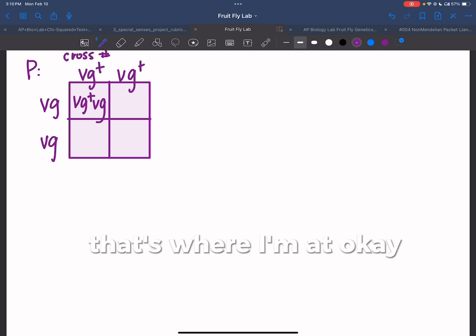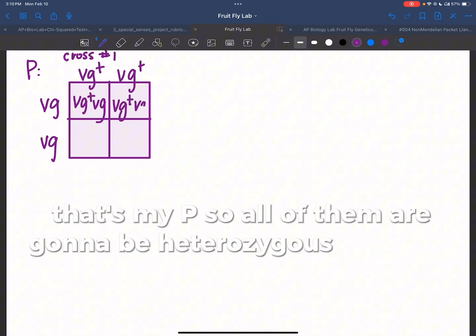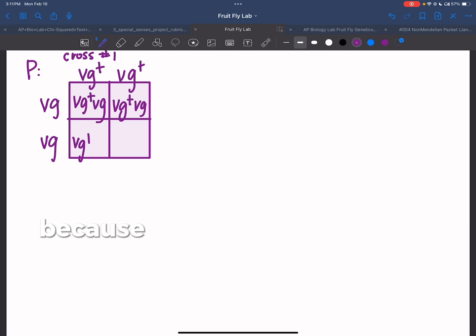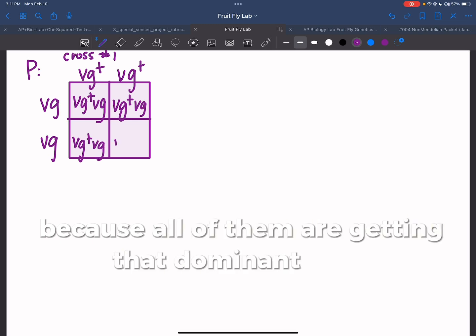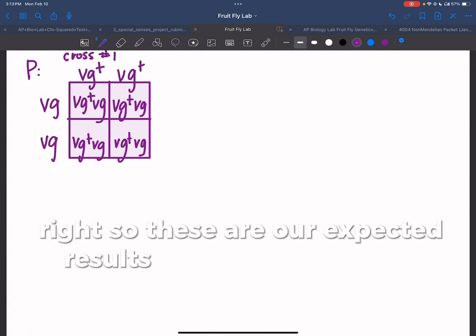That's where I'm at, okay? That's my P. So all of them are going to be heterozygous. How do I know? Because all of them are getting that dominant allele and one recessive allele. Right, so these are our expected results of our parental cross.